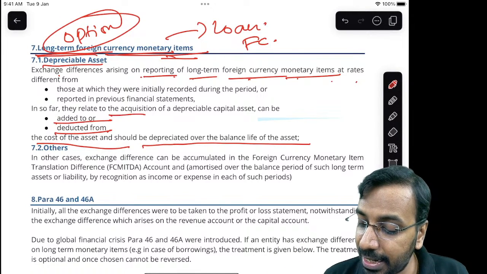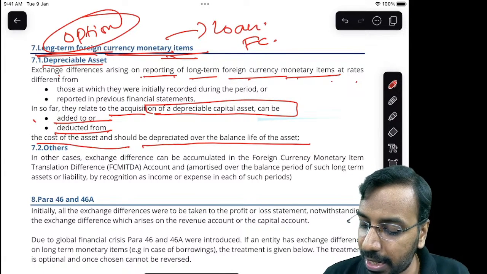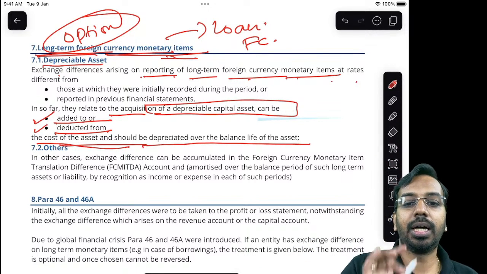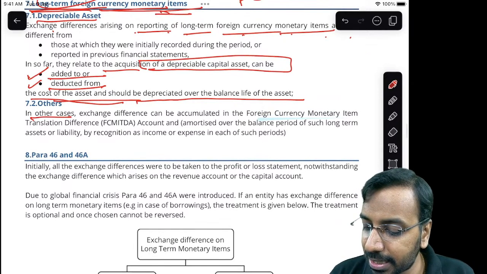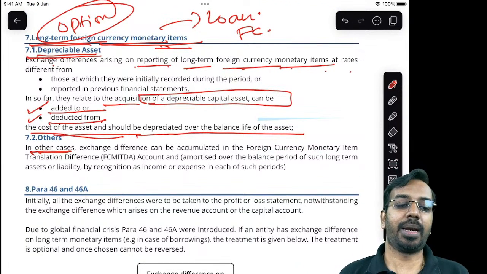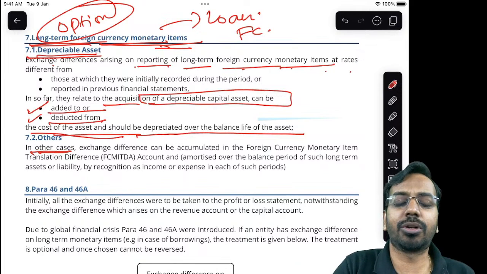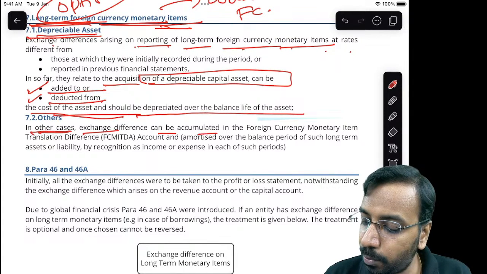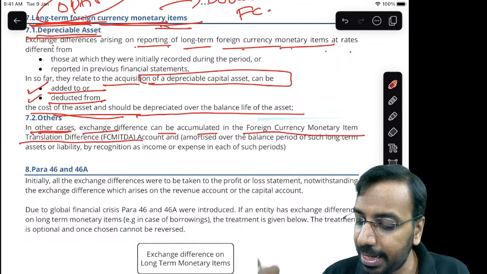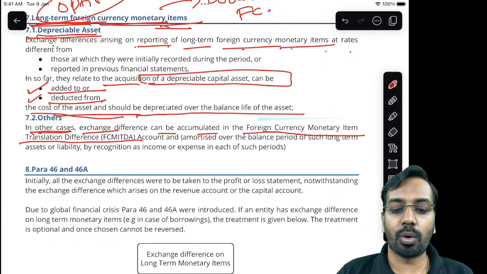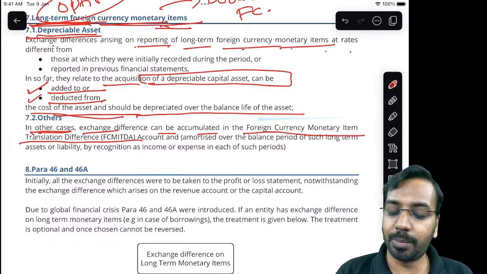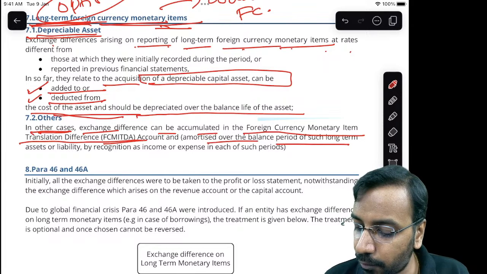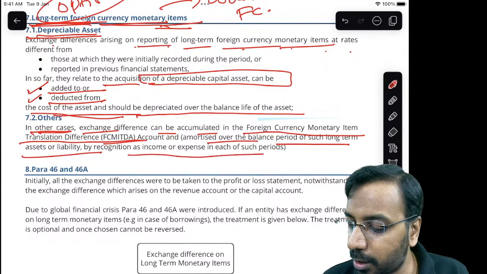Okay. So if they are related to acquisition of a depreciable capital asset, you will add it or deduct it from the cost of the asset, and the revised amount will be depreciated over the life of that asset. In other cases, which is not a depreciable asset, let us say land or any other asset which is not depreciable, but it is a long-term item, in that case, exchange difference can be accumulated in the FCMITDA account, foreign currency monetary items translation difference account. So you will accumulate it and amortize over the balance period of the asset or liability by recognizing an income and expense in that period.